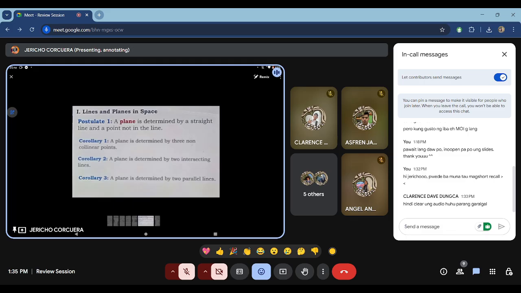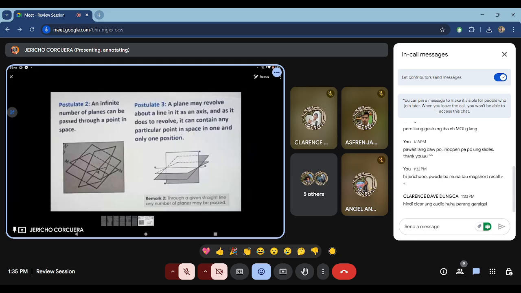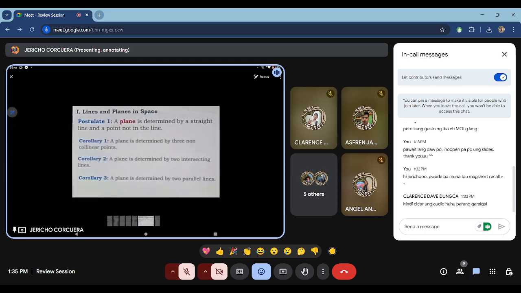And then postulates. A plane is determined by a straight line and a point not on the line. So just like the example, meron isang plane and the line not on the plane. There's a plane and there's a line and a point that is not on the line.